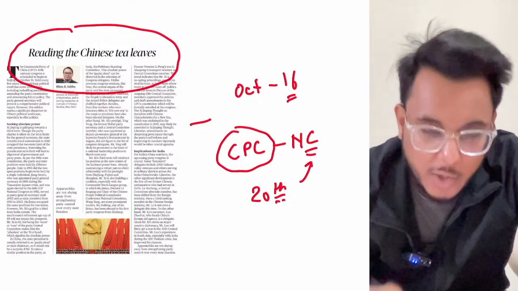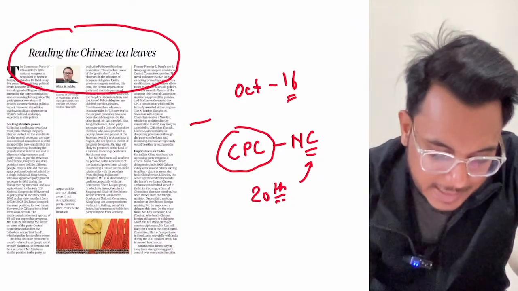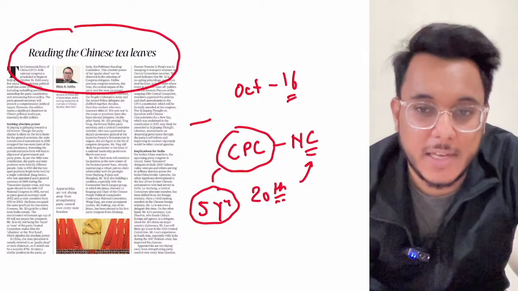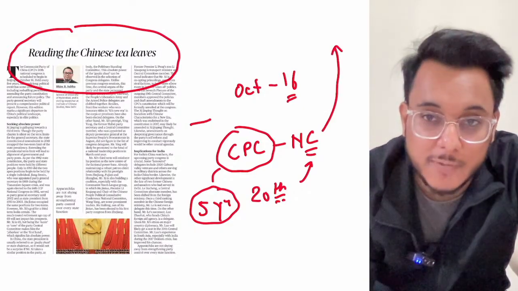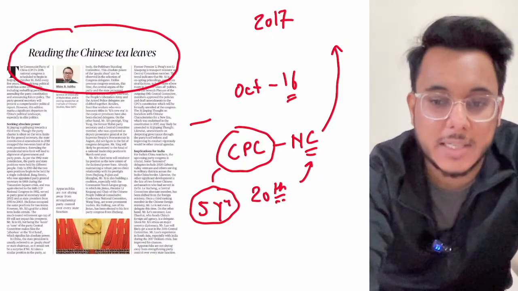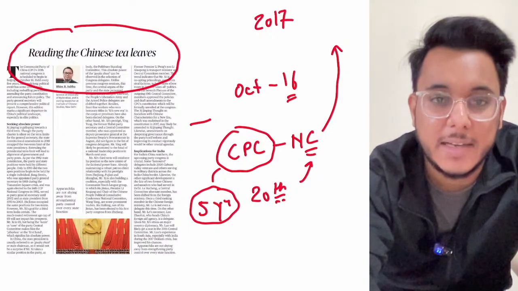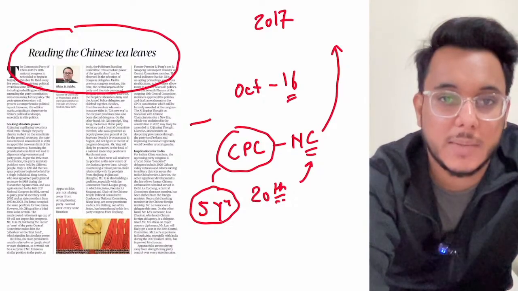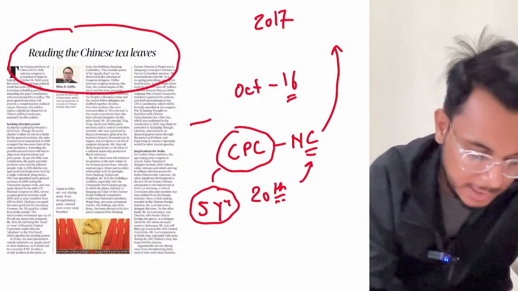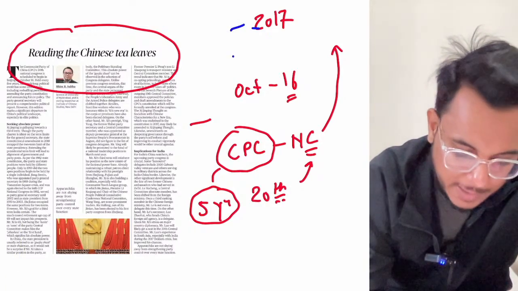Now this National Congress is a kind of meet that is held every 5 years. The last National Congress of CPC was held in 2017. Okay, the last such meet was held in 2017, and now the 2022 meet is going to be held.